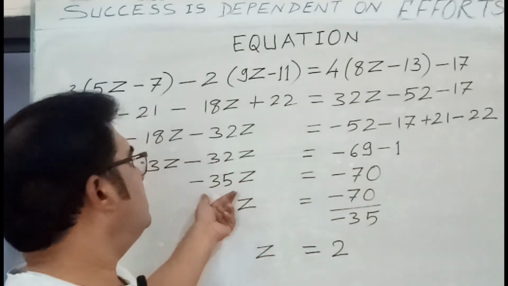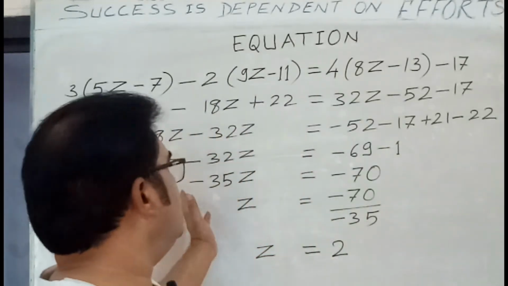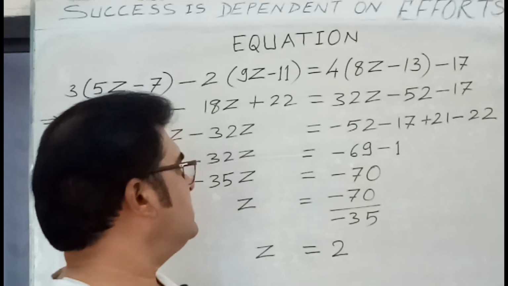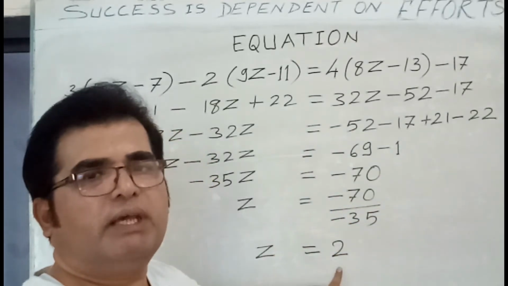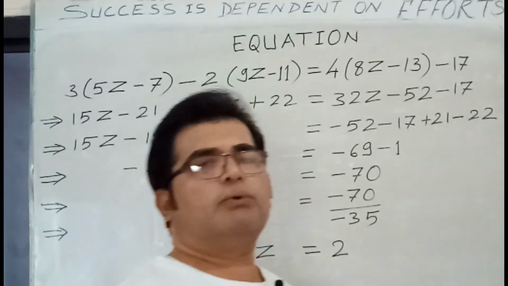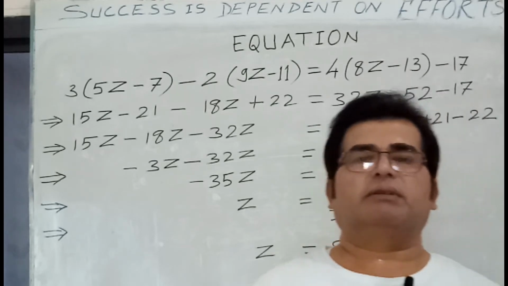Then z equals minus 70 divided by minus 35. Why? Because minus 35 is multiplied with z, so it will divide minus 70. So minus 70 divided by minus 35, we get 2. So z equals 2 is the solution of the equation.